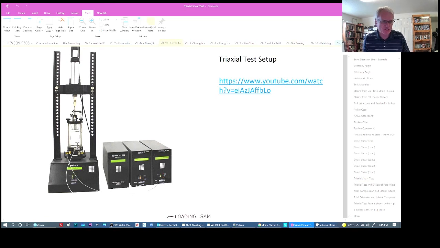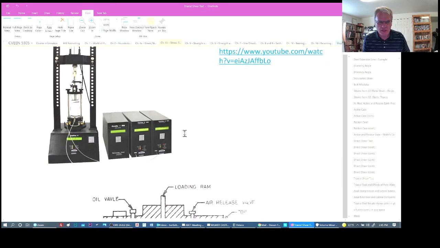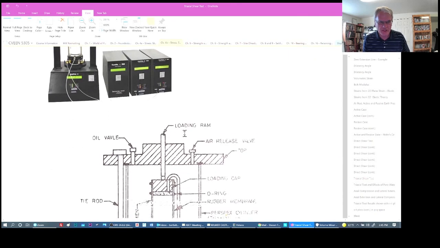Generally, as we shear, we might get positive pore pressures. So that's a consolidated undrained test. The last is an unconsolidated undrained test.